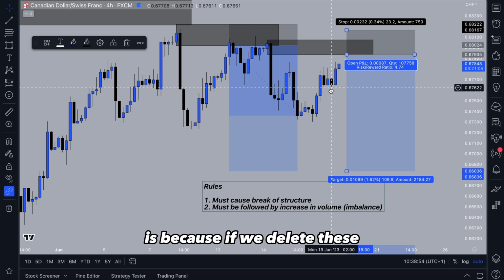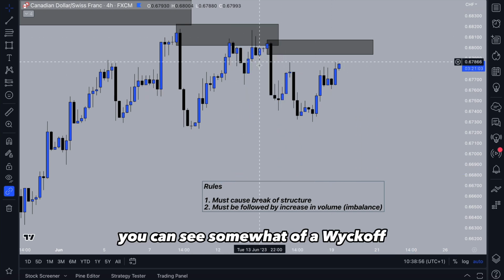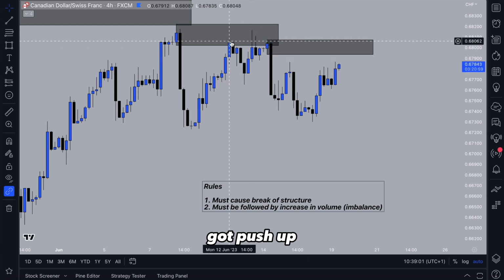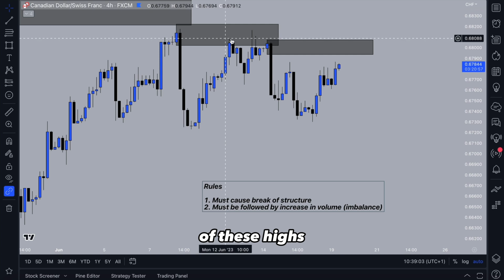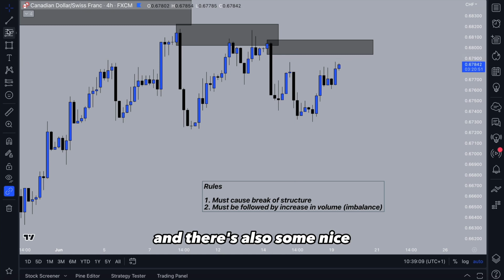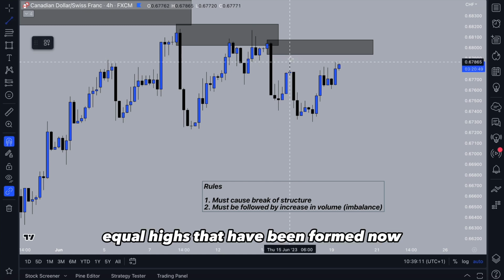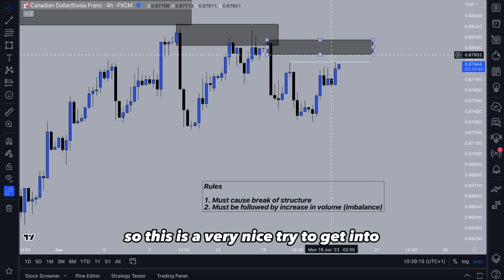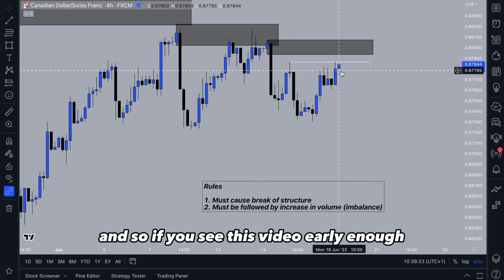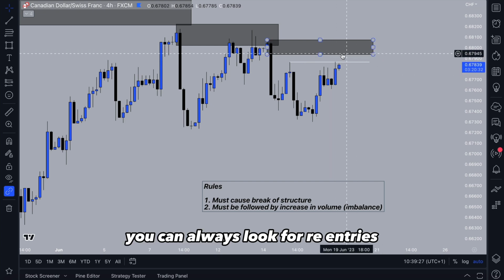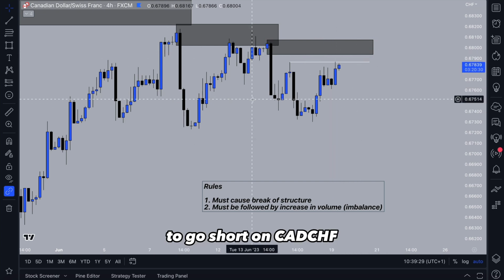The reason I like this trade is because if you delete these, you can see somewhat of a Wyckoff distribution pattern here. You've got push up, push down, liquidity grab off these highs, and then your last point of supply is this order block. There's also some nice equal highs that have been formed now, nice liquidity above here, just below your zone. So this is a very nice trade to get into. If you see this video early enough, it might be out after this is already tapped in, but if it has, you can always look for re-entries to go short on CAD CHF.